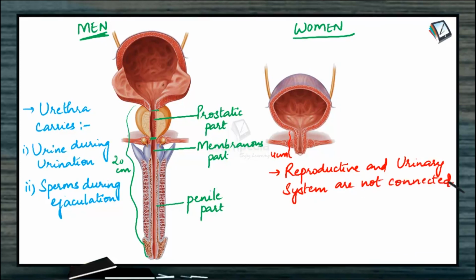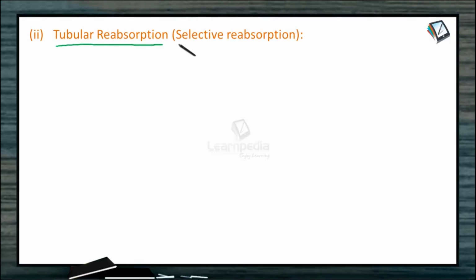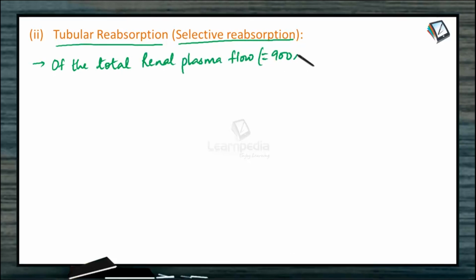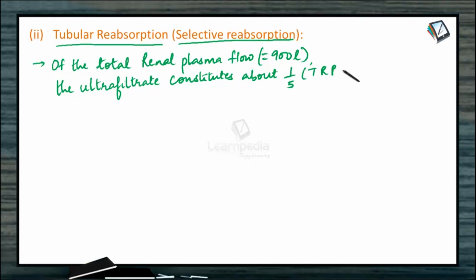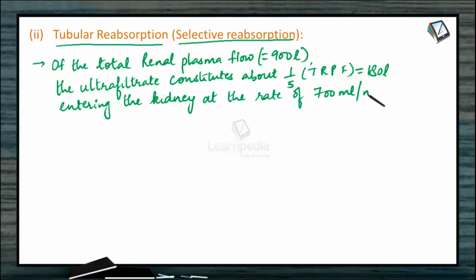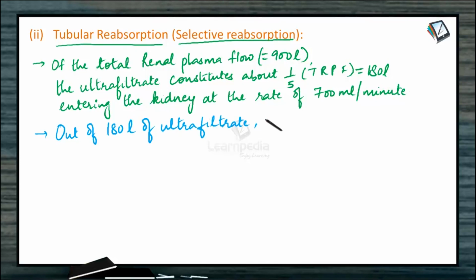They are separate. Tubular reabsorption, also known as selective reabsorption. Of the total renal plasma flow, which is nearly about 900 liters, the ultrafiltrate constitutes about 1/5 of the total renal plasma flow, which is equal to 180 liters, entering the kidney at the rate of 700 ml per minute. Out of the 180 liters of ultrafiltrate, only 1 to 2 liters is released as urine.